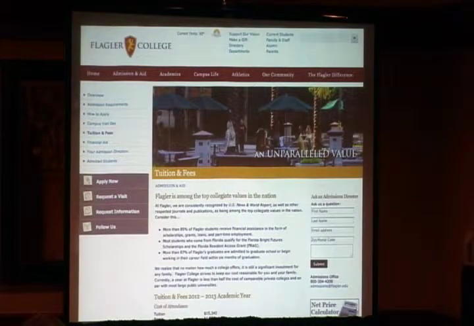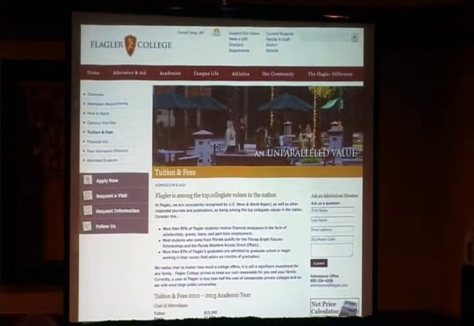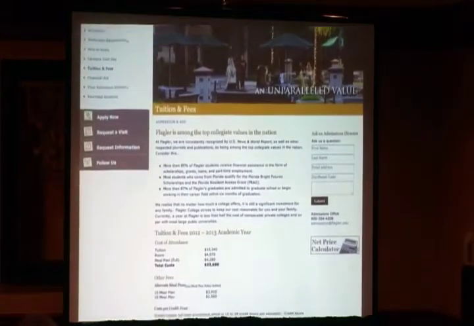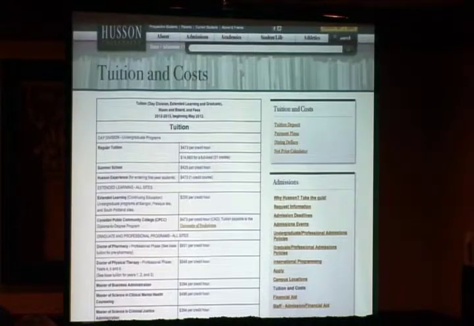Flagler, I think, does a great job here. They take it into a little bit more detail. So there's the general marketing content up top. And then a quick way to ask an admissions director some additional information about the actual fees that you can be expected to pay, plus content that supports why you would have to pay those fees rather than just having it be a line item, which I really like. This is, I think, the most of any of the ones that I saw.